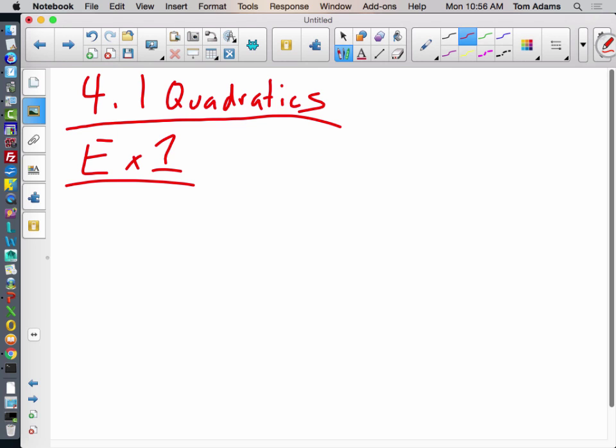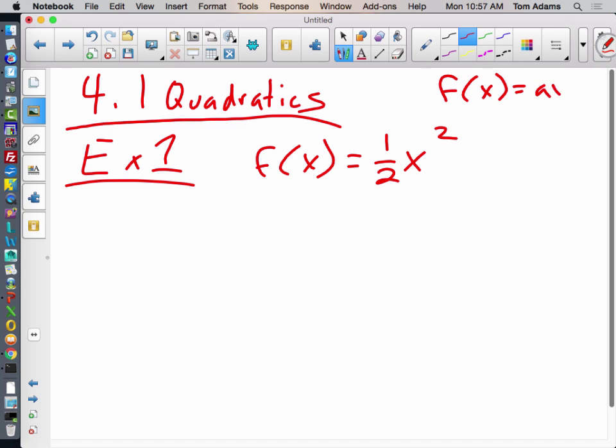So in example number 1, we're asked to graph the following function. F of x is equal to 1/2 x squared, right? And we could think of that as f of x, the function of x, is equal to ax squared. And this is the basic graph function. Actually, the parent function is y equals x squared. And so y equals x squared, as you guys remember, is just going to be like a little parabola.